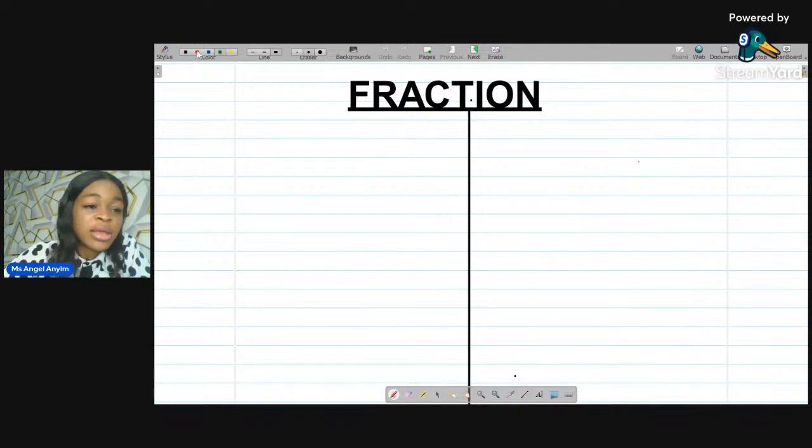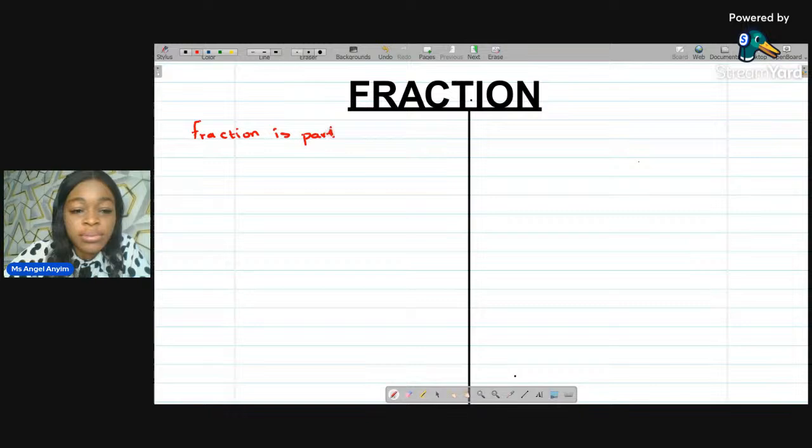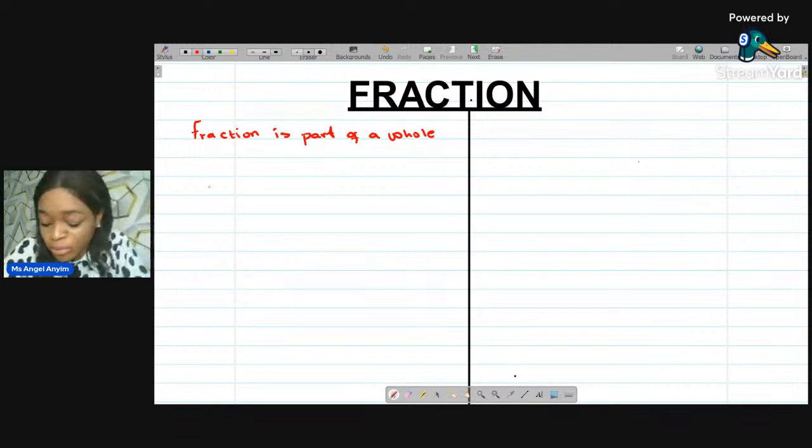A fraction is part of a whole. I know these are basic things, but yes, this is knowledge you need to have when you are learning. You need the basic knowledge, so that's what I'm doing. A fraction is part of a whole. And what do I mean by a fraction is part of a whole?